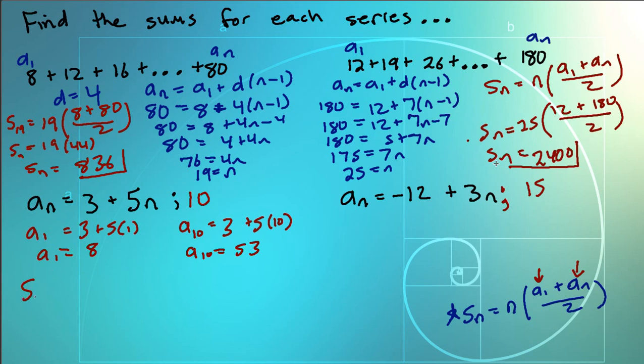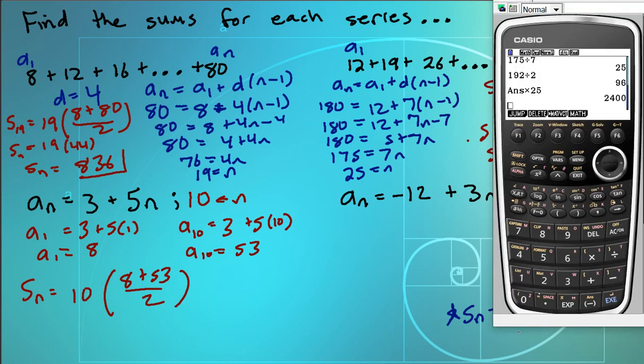And now I use my sum formula. So the sum is going to be n. This is n, because that's how many terms I want. So 10 times A1 plus A10, all divided by 2. So let's see what that gives me. So 8 plus 53. That gives me 61 divided by 2. And now times 10. And we get 305.